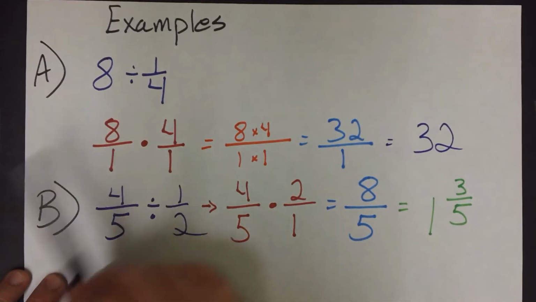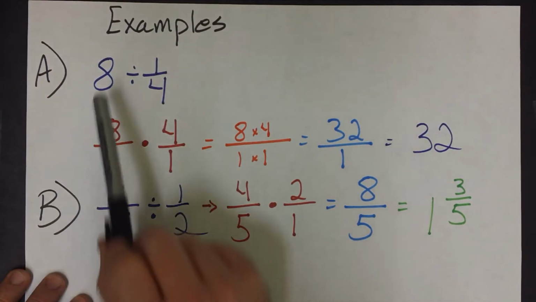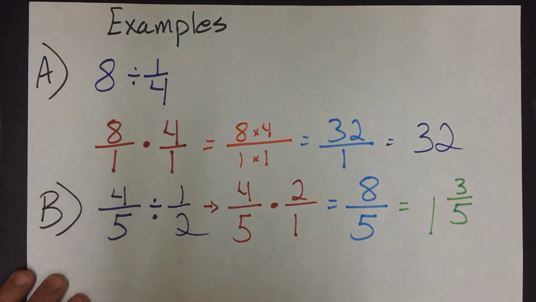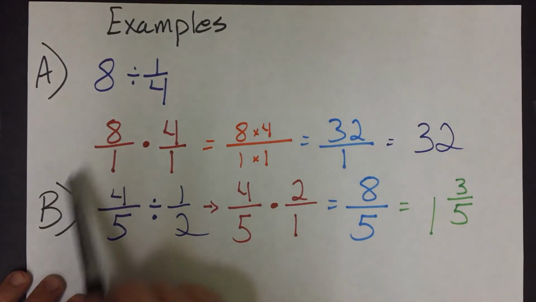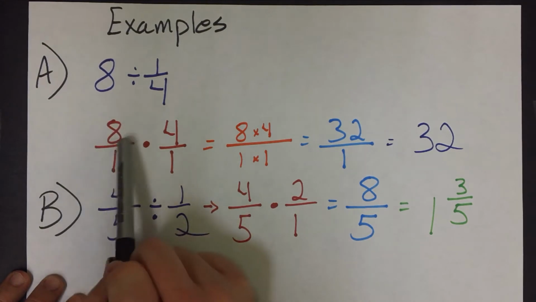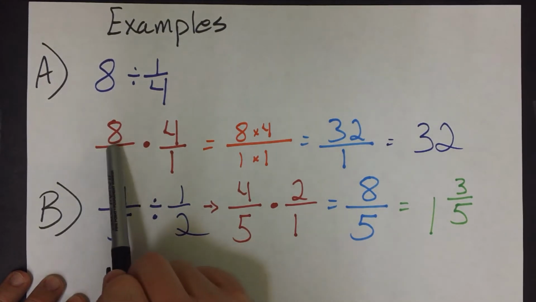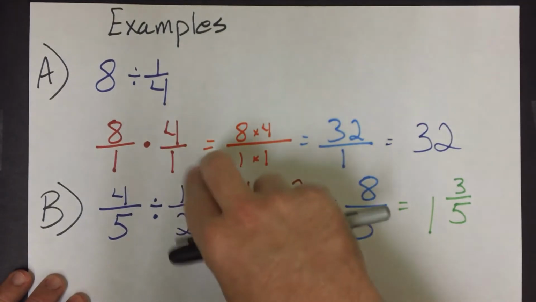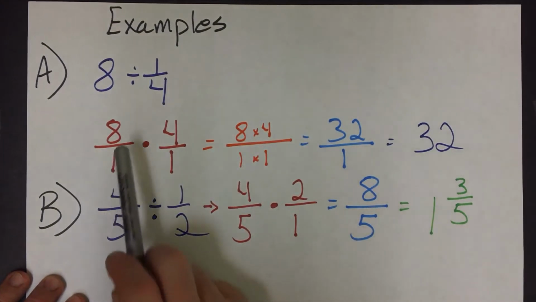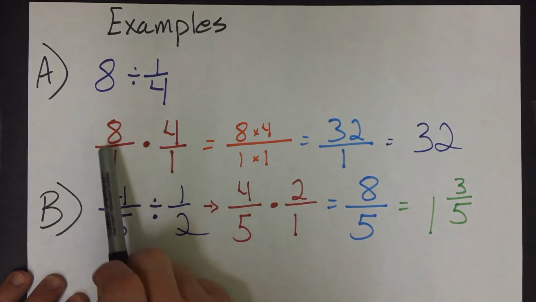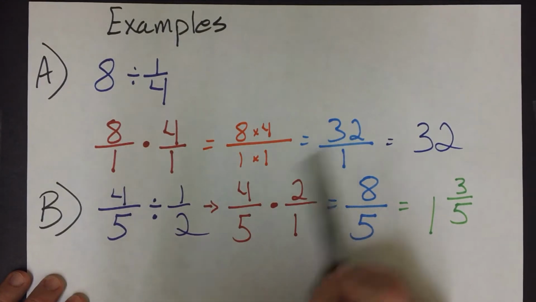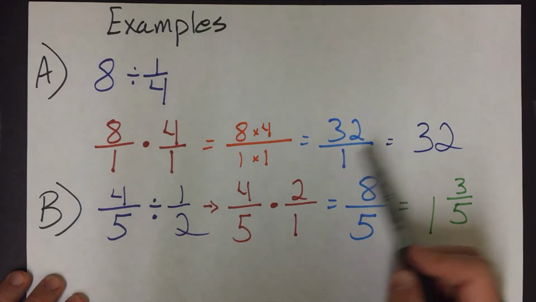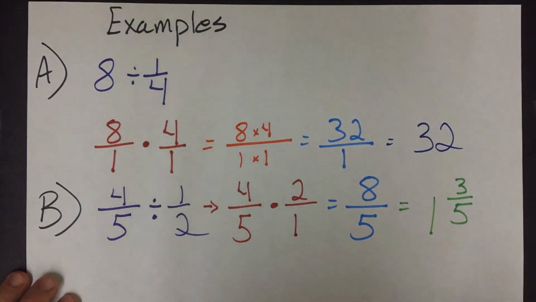Here we have 8 divided by 1/4, or 8 divided by a quarter. How many quarters go into 8? So the first fraction is a whole number. We'll make it a fraction of 8 over 1. So we'll copy the fraction, change it to multiplication, and we'll flip the other fraction and make it 4 over 1. And then we multiply just like regular fractions. 8 times 4 is 32. 1 times 1 is 1. And your answer, 32 over 1, is simply 32.